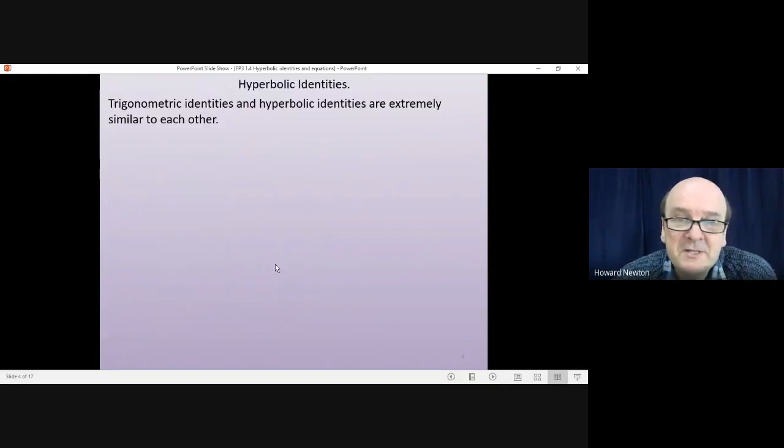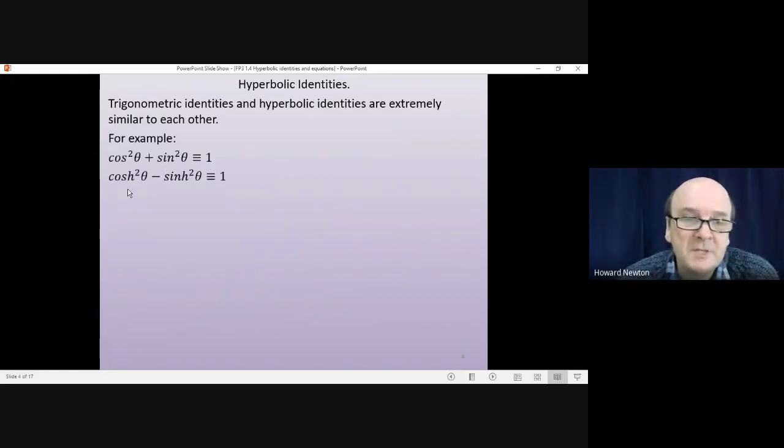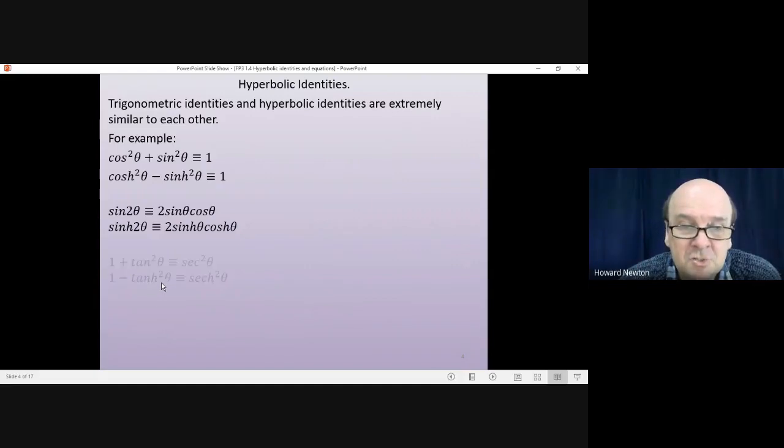Now, trigonometric identities and hyperbolic identities are extremely similar to each other. Sometimes they're the same, sometimes they're just very close. So for example, cos squared plus sin squared equals 1 becomes the hyperbolic identity cosh squared minus sinh squared equals 1. Sin 2 theta equals 2 sin theta cos theta doesn't change at all. It just becomes sinh 2 theta equals 2 sinh theta cosh theta. 1 plus tan squared equals sec squared does change. The plus changes to a minus, and we get 1 minus tanh squared theta is equal to sech squared theta.